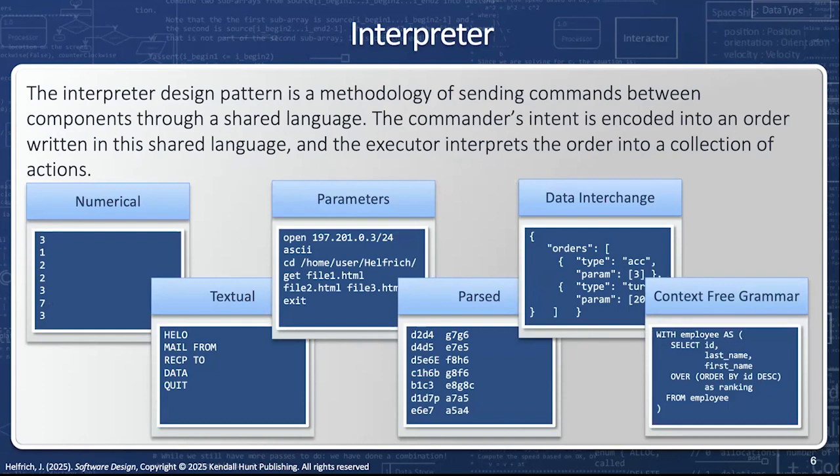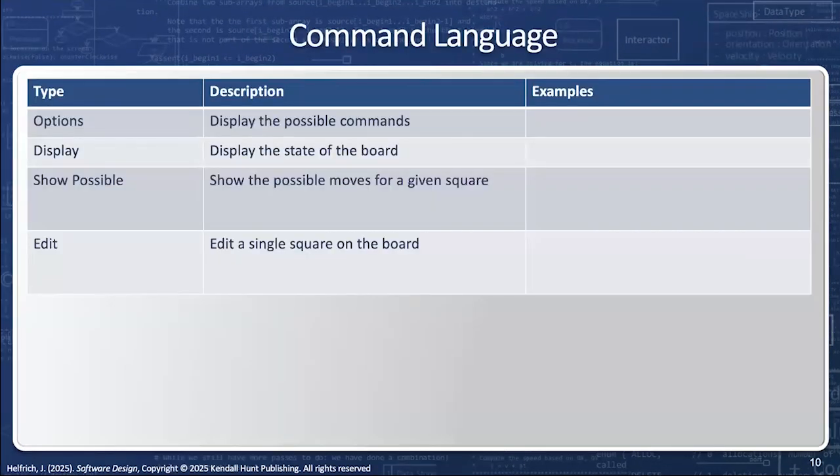All these are different examples of trying to take an order and encode it in text so that I can pass it over the wire between problem domains. So now I need to come up with a language for Sudoku. And so I have basically 4 different kinds of orders. I have options, I have display, I have show possible moves, and I have edit a square.